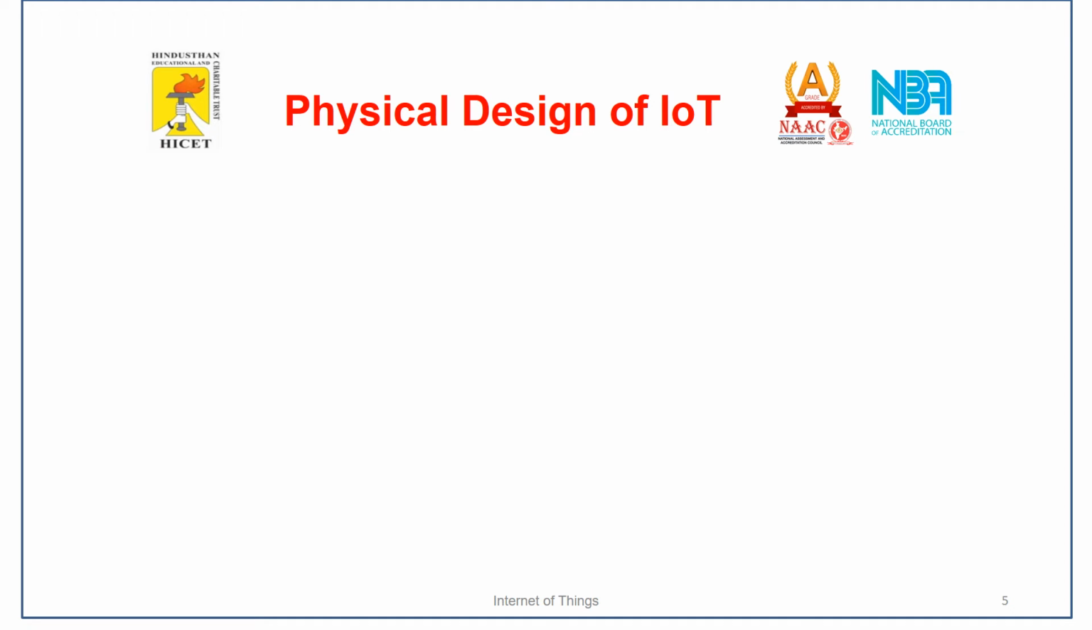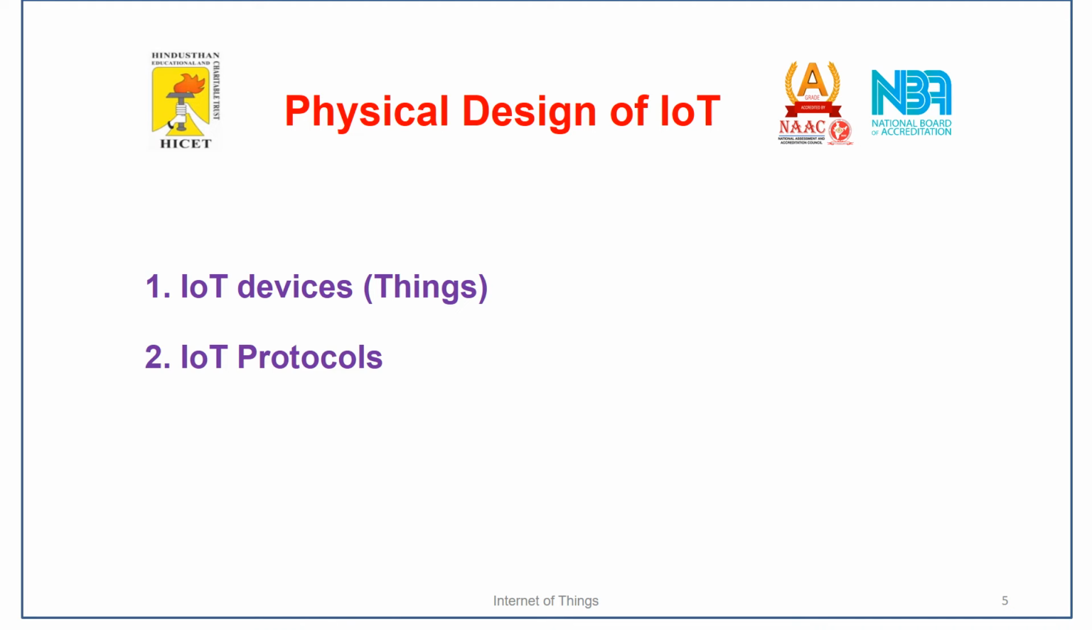When coming to the physical design of IoT, we have to concentrate on two main elements. The first one is IoT devices. So an IoT device or thing is the basic element in IoT applications. The second one is protocols. For data communication or data transfer, we need to follow some rules or protocols, that is, especially IoT protocols. So in order to do the physical design, we have to concentrate on IoT devices and IoT protocols.